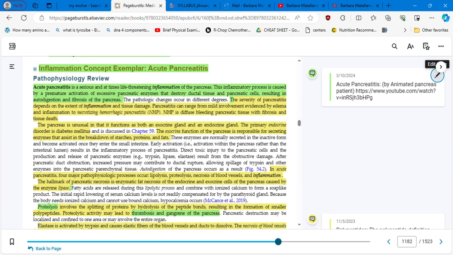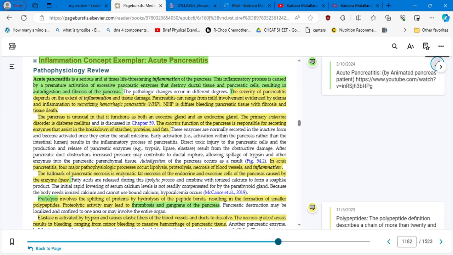The pancreas is unusual in that it functions as both an exocrine gland and an endocrine gland. The primary endocrine disorder is diabetes mellitus, right? Because remember the function of the pancreas is to break down food and also to create hormones that balance blood sugar in the body. The exocrine function of the pancreas is responsible for secreting enzymes that assist in the breakdown of starches, proteins, and fat. We know that.